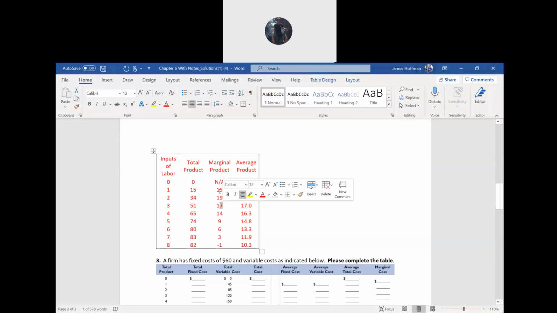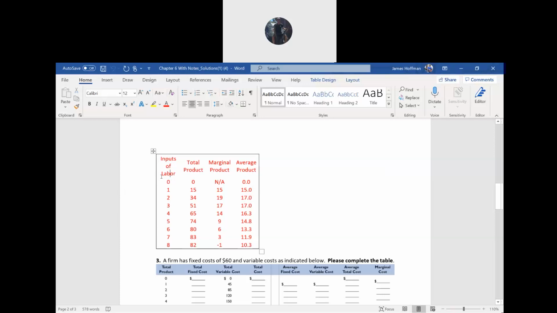So see how each time we go along, the marginal product is the change in total product from changing 1 unit of labor. Okay, and then average product, just take total product and divide it by the units of labor. So 15 divided by 1, 15, 34 divided by 2, 17, and so on. So you're just taking that simple formula and applying it based on where you are in the units of labor row.